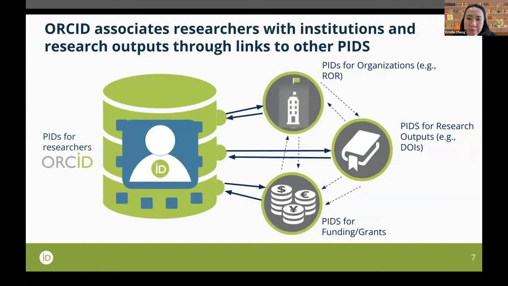And this is a high-level diagram I want to share with you. So far in the webinar today, we have PIDs for researchers, that's ORCID, and PIDs for research organizations or related organizations, that's ROR, and PIDs for outputs like DOIs, and PIDs for funding and grants as well. So ORCID, in this ecosystem, associates researchers with institutions and research outputs through different links to other PIDs.